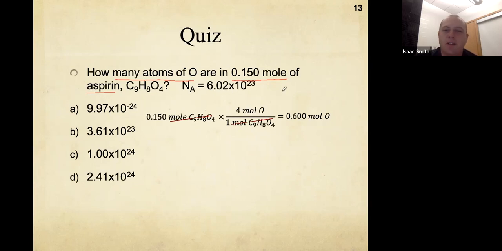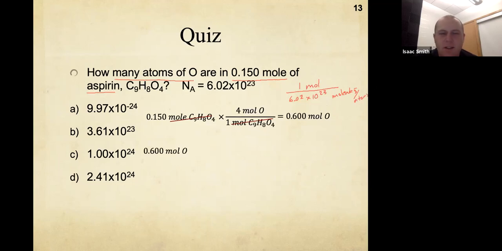Well, if you remember Avogadro's number tells us that for every 1 mole of something, mole shortened is just mol, we have 6.02 times 10 to the 23rd molecules. Or if we're talking about a single element like oxygen, that would be atoms.